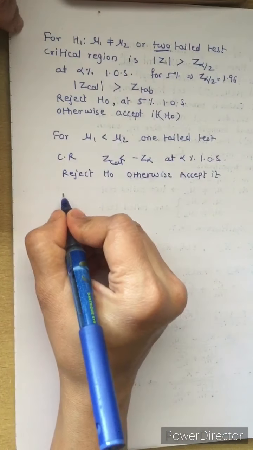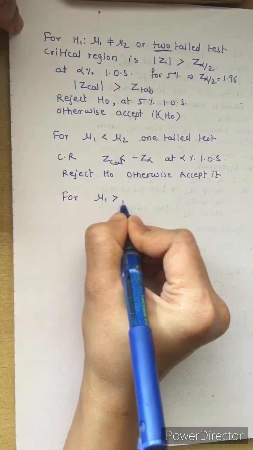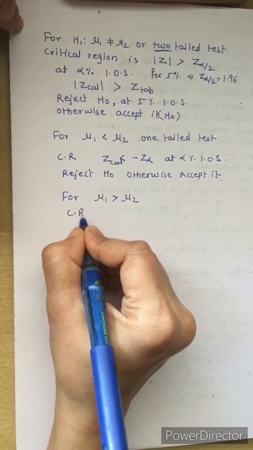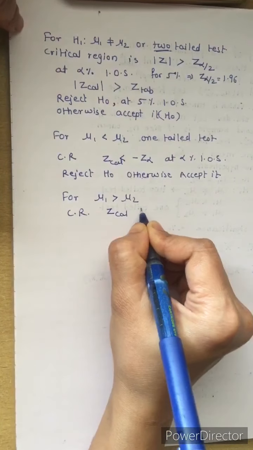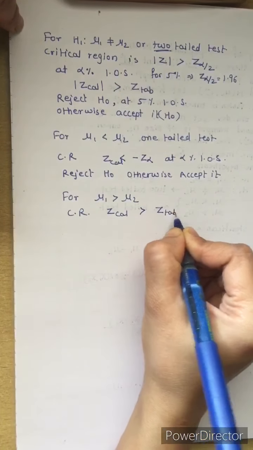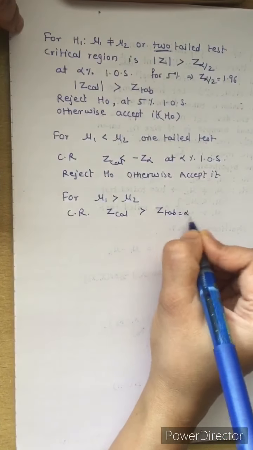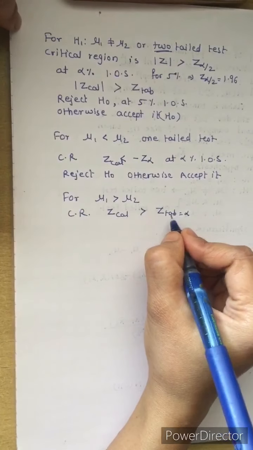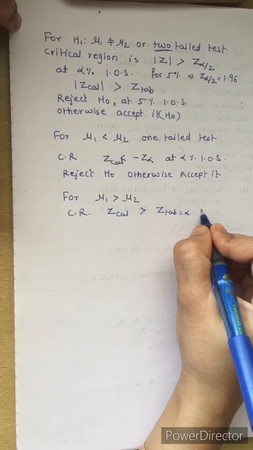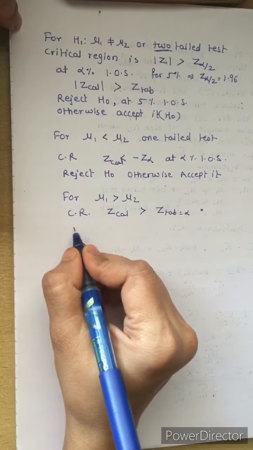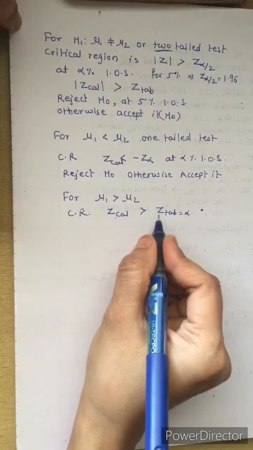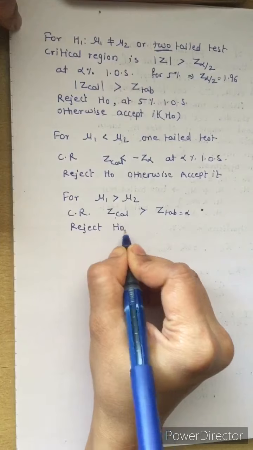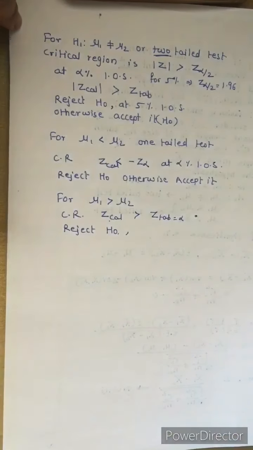And if mu1 is greater than mu2, it is again a one-tail test. So your critical region will become, if your z calculated is greater than z tabulated, that is z alpha, whatever the value of alpha percent, you compare z calculated with z tabulated. If your calculated value is greater than the tabulated value, then reject H0. And otherwise accept it.